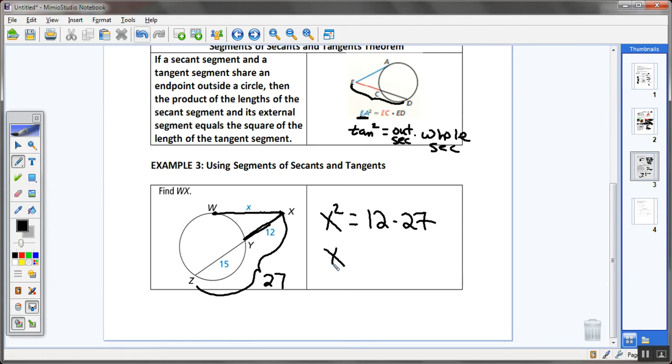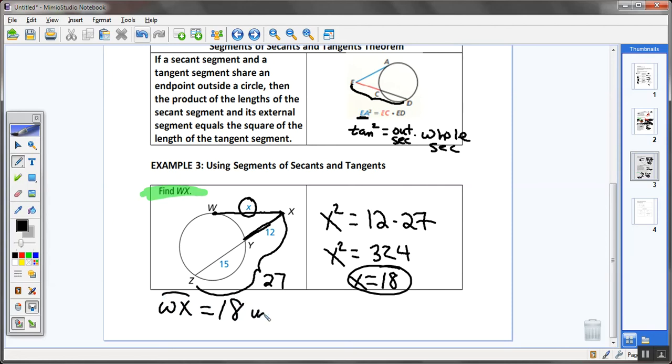Kids, 12 times 27 is 324, I believe. 270 and 54, yep, it's 324. And then if you punch in the square root of 324, you're going to get that x value to be 18. So to answer my question up here, find WX. Well, WX is defined by x, so WX is going to equal 18 units long. So if you ever have a tangent right here, it's the tangent squared times the rules for the secant segment: outside segment times whole segment.